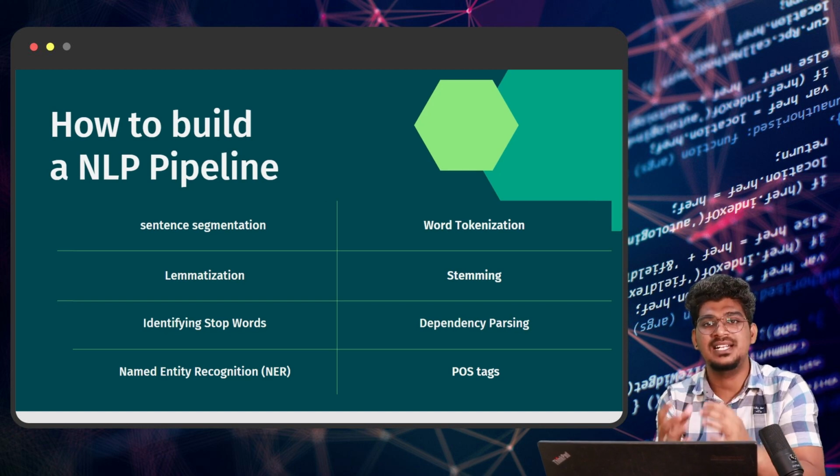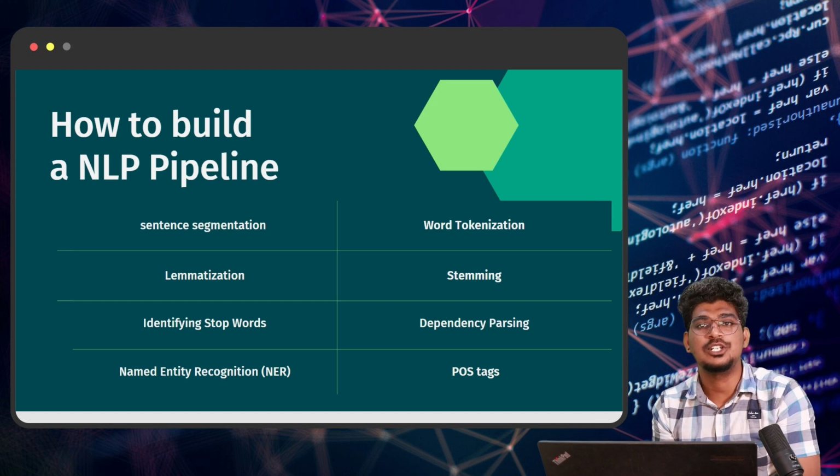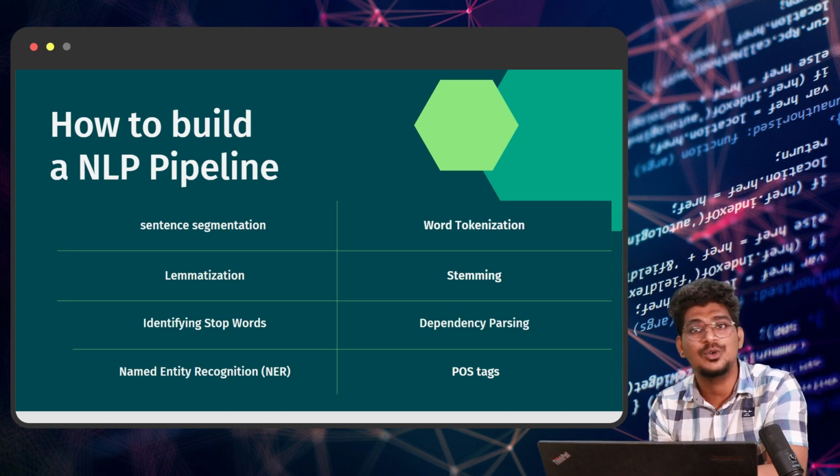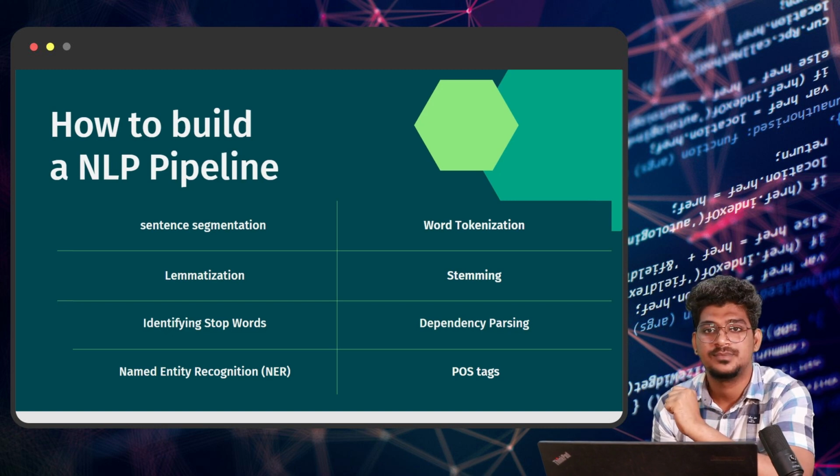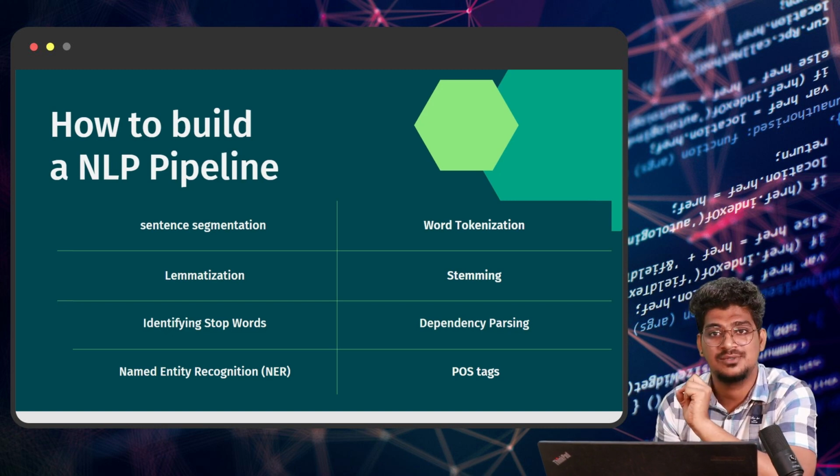Then identify the stop words. That means we will identify and ignore those particular stop words. Repetitive words we need to ignore, because we are going to find the best keywords. Okay, then making the keywords format.